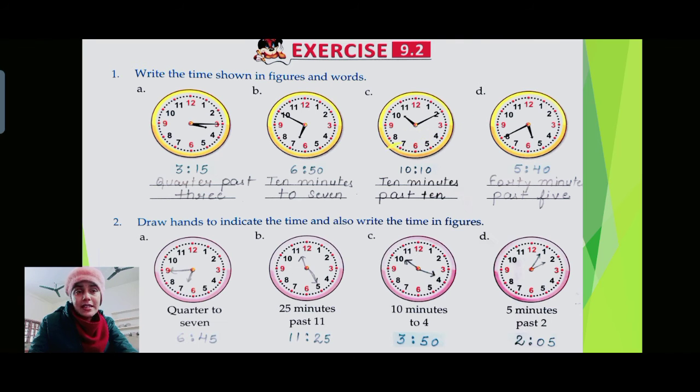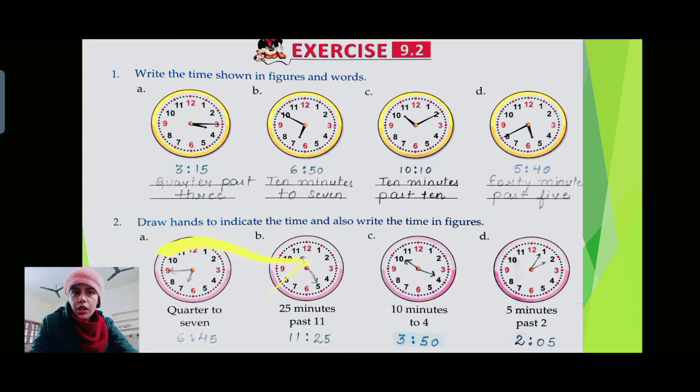Similarly here, minute hand is on 2. The hour hand is in the middle of 10 and 11. Always remember, if your needle is in the middle of two numbers, 10 or 11, 6 or 7, go to the smaller number. So here we are taking it as 10. So it will become 10:10 and time will be 10 minutes past 10. 5:40 becomes 40 minutes past 5.